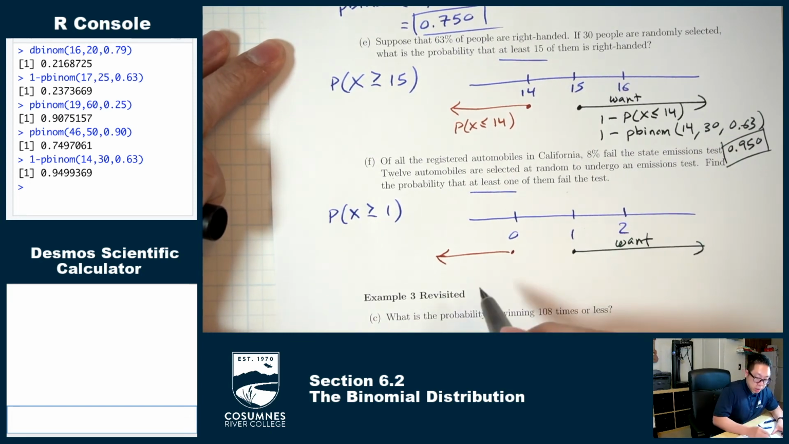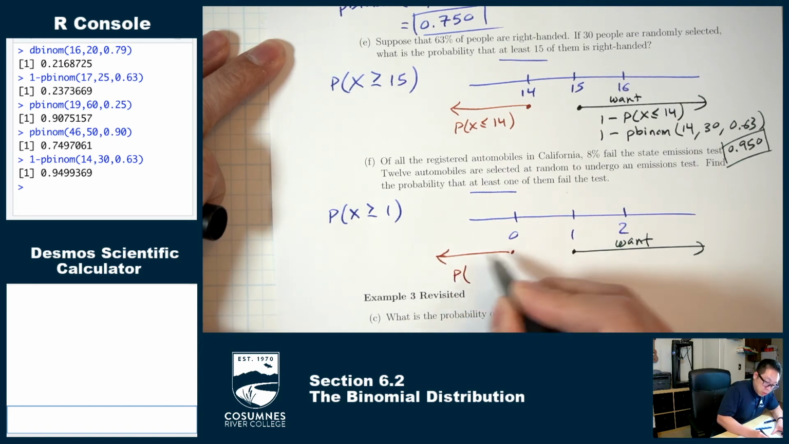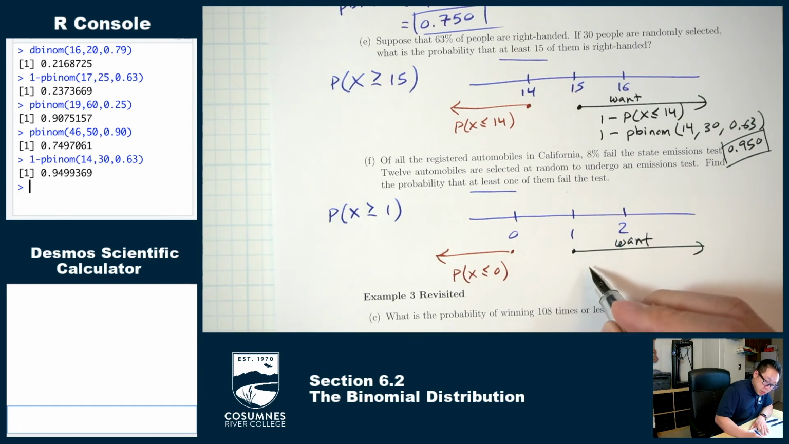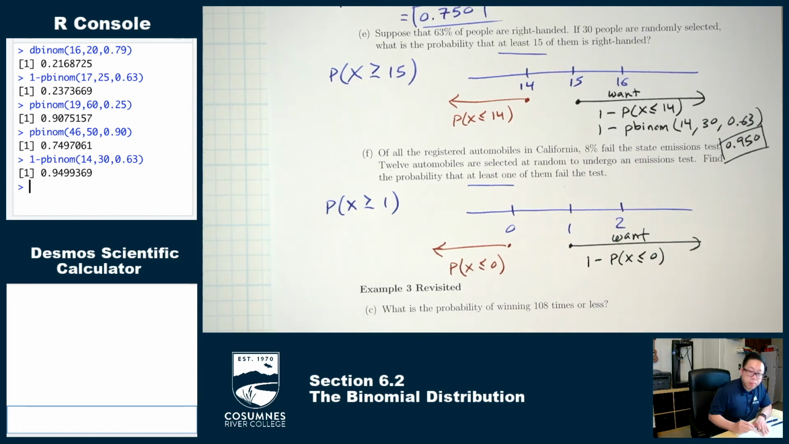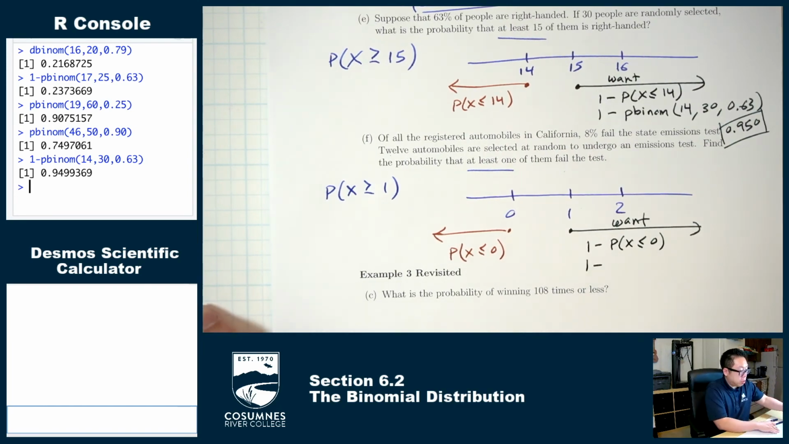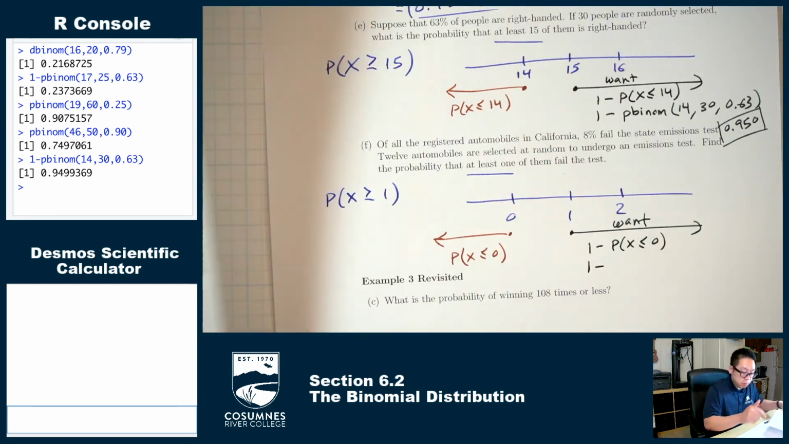And the idea here is you're going to write that red piece using a less than or equal. So 0 to the left is less than or equal to 0. And then to get what you want is the complement. So it's just 1 minus that. So 1 minus probability of x less than or equal to 0. And what I should type in is 1 minus less than or equal is a p-binom. So we're going to do p-binom.